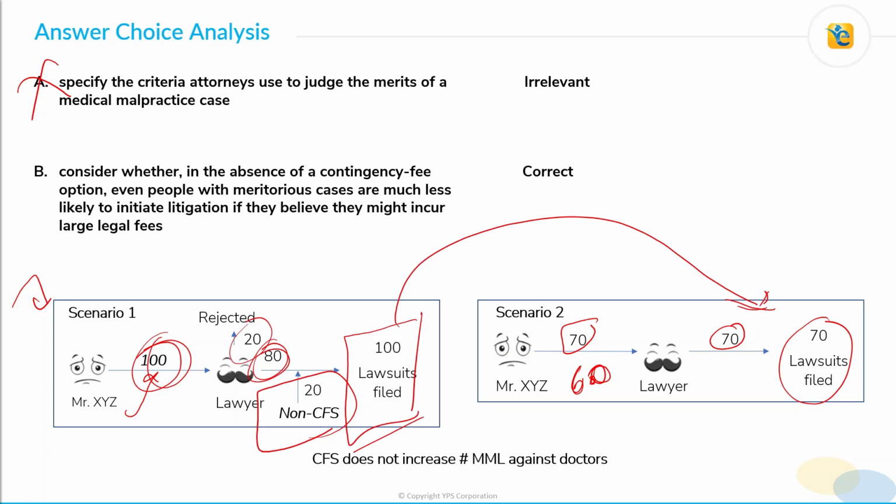So basically, if there are more people who have meritorious cases and they are increasing the number of cases being brought under CFS, then the lawyers may not be able to reject most of those cases. Therefore the author's reasoning that a sufficient number of cases are being rejected and therefore the number will not increase will not work. That is the flaw in this passage, and this is in line with what we discussed in our pre-thinking also. So choice B is the correct answer choice.